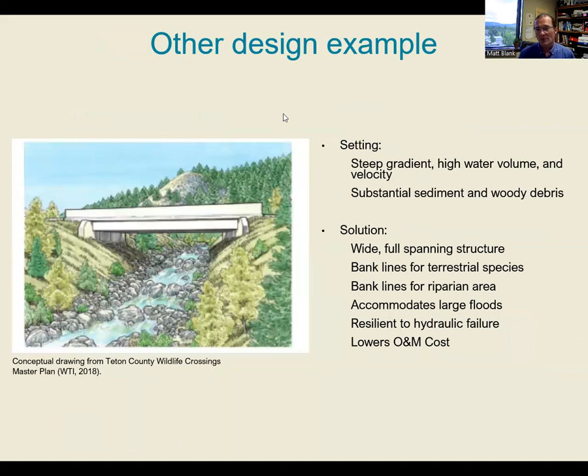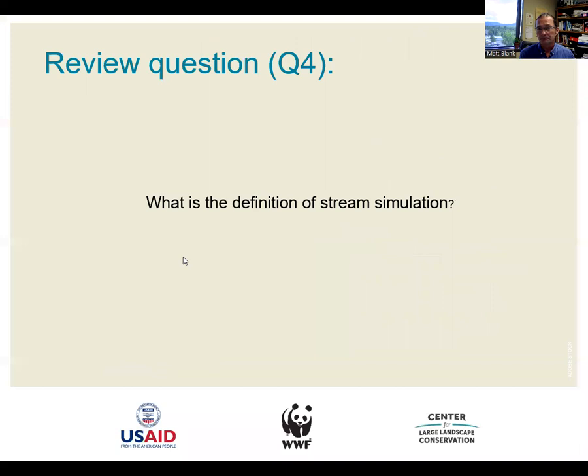Another quick example before I move out of this section of the training module, and that's just kind of a hypothetical example. This was a steep gradient system, lots of woody debris, lots of sediment. This was just a conceptual design that we came up with. And the solution here was a wide, full spanning structure. It's got bank lines for terrestrial, got basically a riparian through it. This structure not only accommodates fish, it also accommodates large flow events, very flood resistant, resilient, and likely would require less O&M, at least from a blowout standpoint.